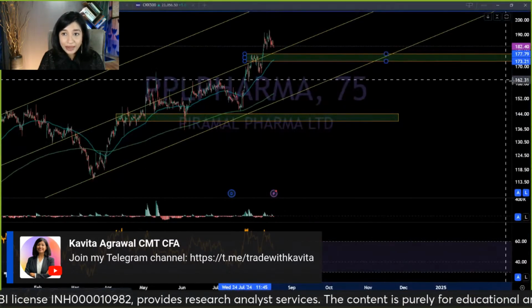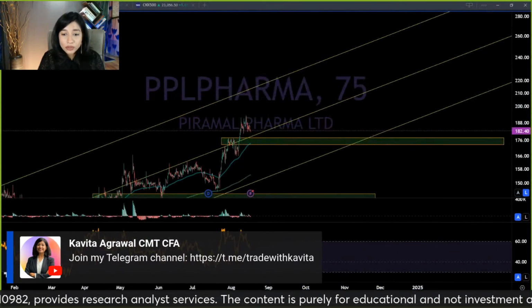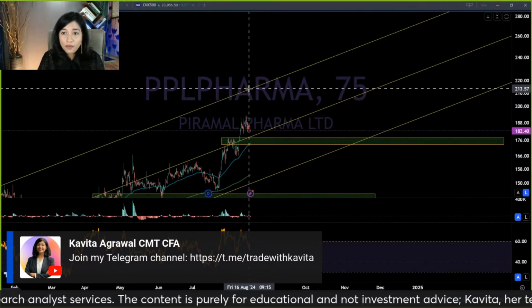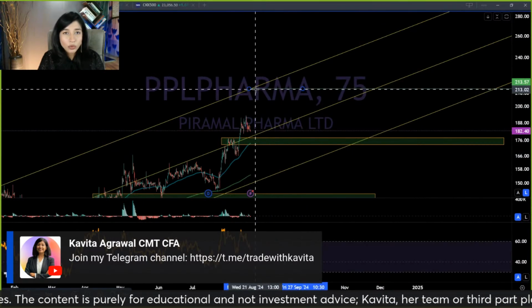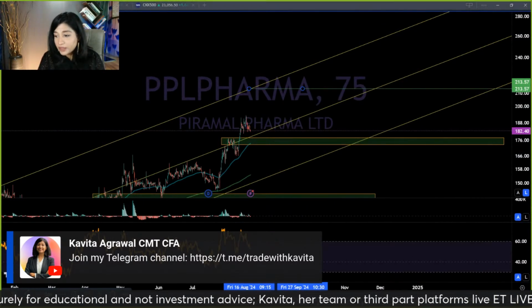Take advantage of that, and the obvious target on this stock is going to be at the level of 214, 215. So I think PPL Pharma is a very, very good stock.